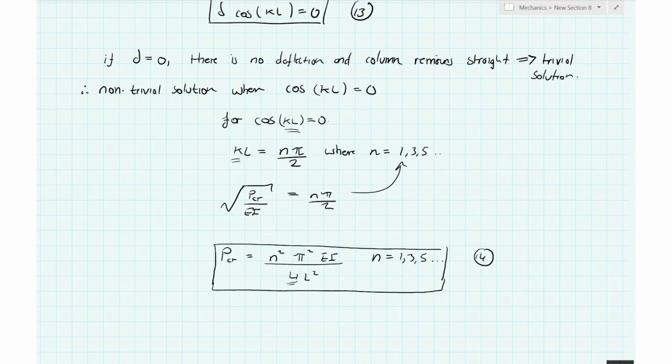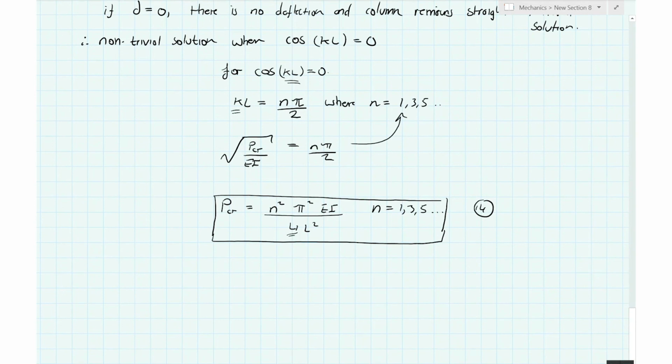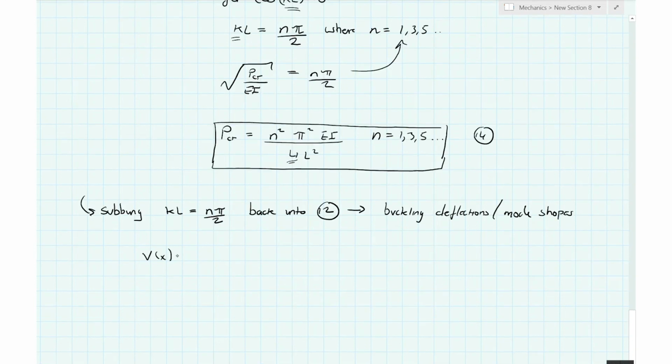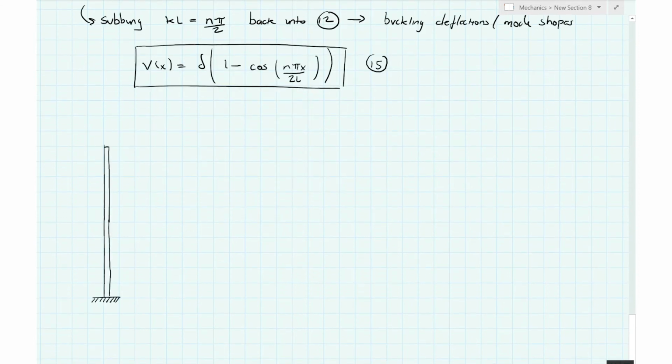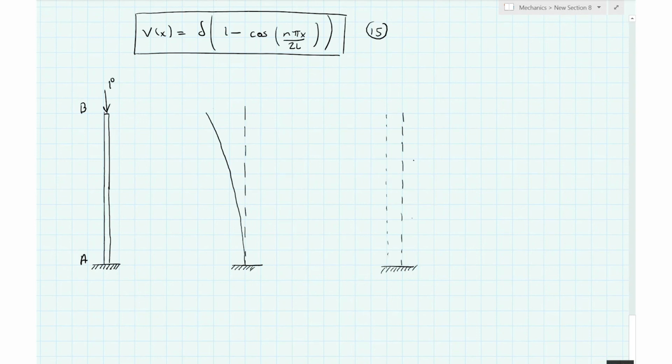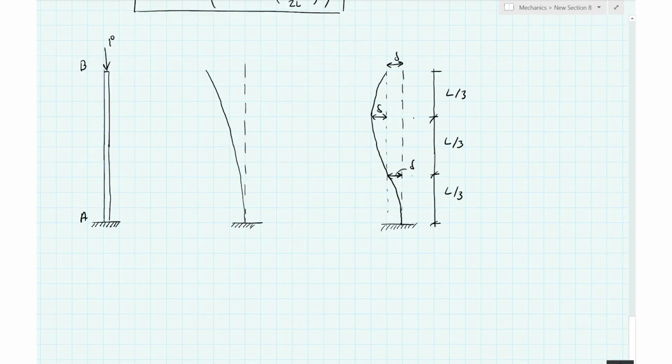So we'll just finish this out by summarizing what the deflected shape looks like for, let's say, the first two modes. So if I was to sub KL equal to n pi over 2 back into equation 12, that would give me my buckling deflections, or my mode shapes. Okay, so we can sketch those out. So this is my n equal to 1. And the next buckling mode up is given by n equal to 3. Okay, so that more or less wraps up our discussion of that set of end conditions.